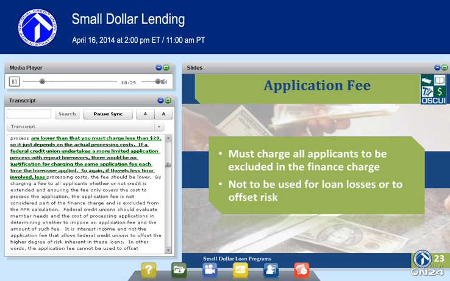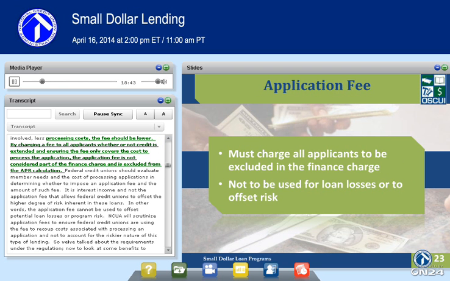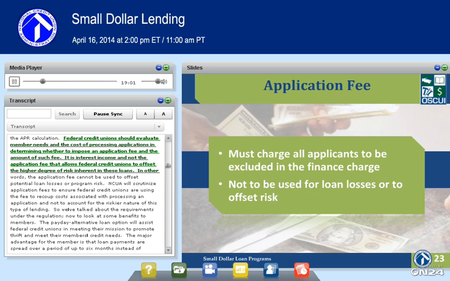If a federal credit union undertakes a more limited application process with repeat borrowers, there would be no justification for charging the same application fee each time the borrower applied. So again, if there's less time involved, less processing costs, the fee should be lower. By charging a fee to all applicants, whether or not credit is extended, and ensuring the fee only covers the cost to process the applications, the application fee is not considered part of the finance charge and is excluded from the APR calculation. Federal credit unions should evaluate member needs and the cost of processing applications in determining whether to impose an application fee and the amount of such fee.